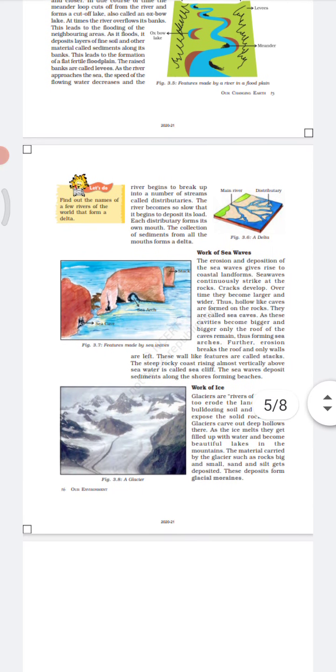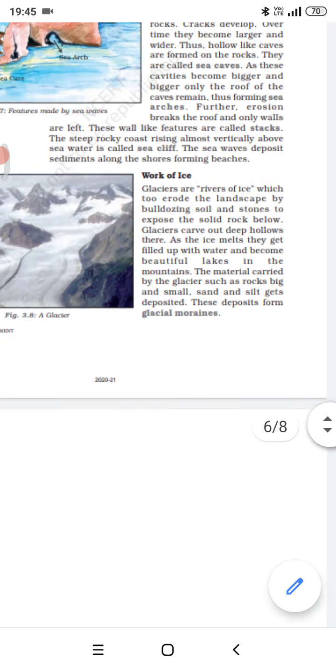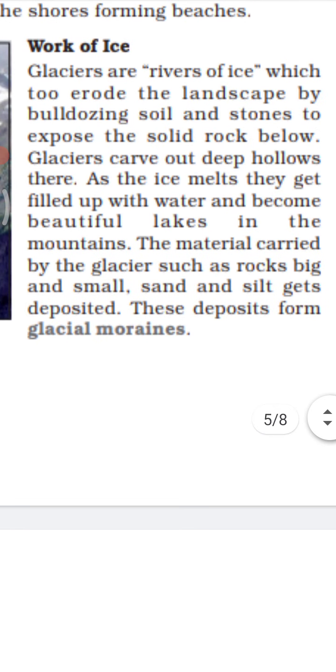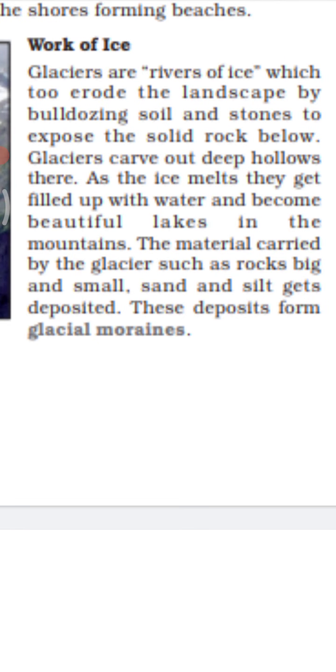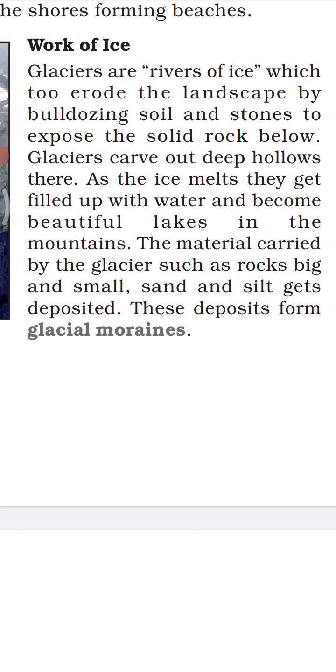When wind erodes the lower part of the rock more than the upper part, then the lower part becomes narrow in comparison to the upper part, and it looks like a mushroom, and such rocks are called mushroom rocks.